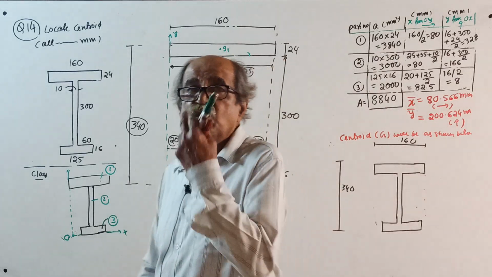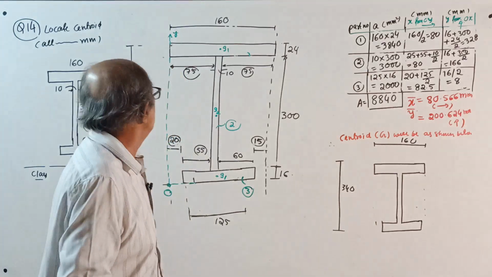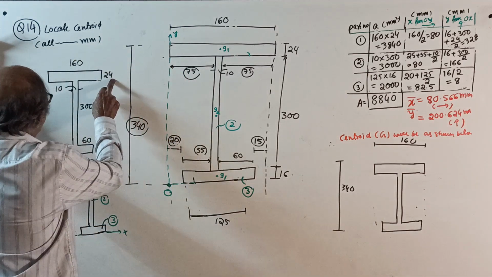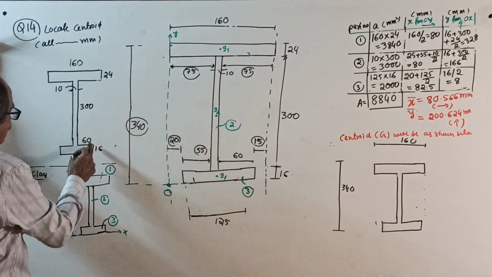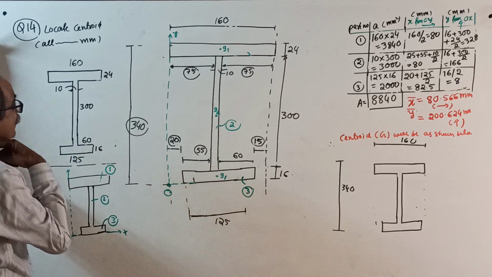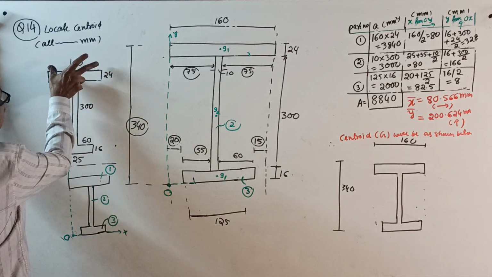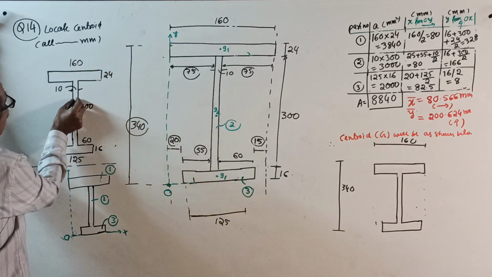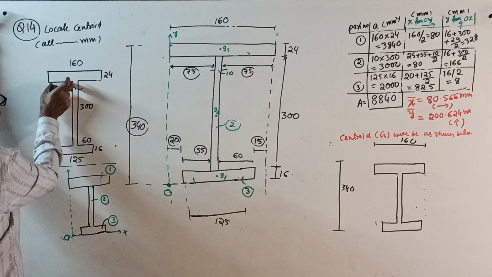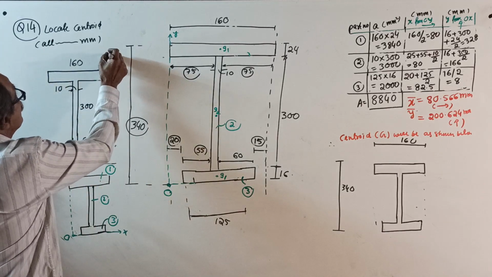We'll start question number 14. Once again same, a little change I am making. See here, 160, 24, 10. This is 300. 160, 125. This is 60. Now observe correctly. See here, 160 is given. This is 10. These two offsets are not given. You make a note, something you write in the class.